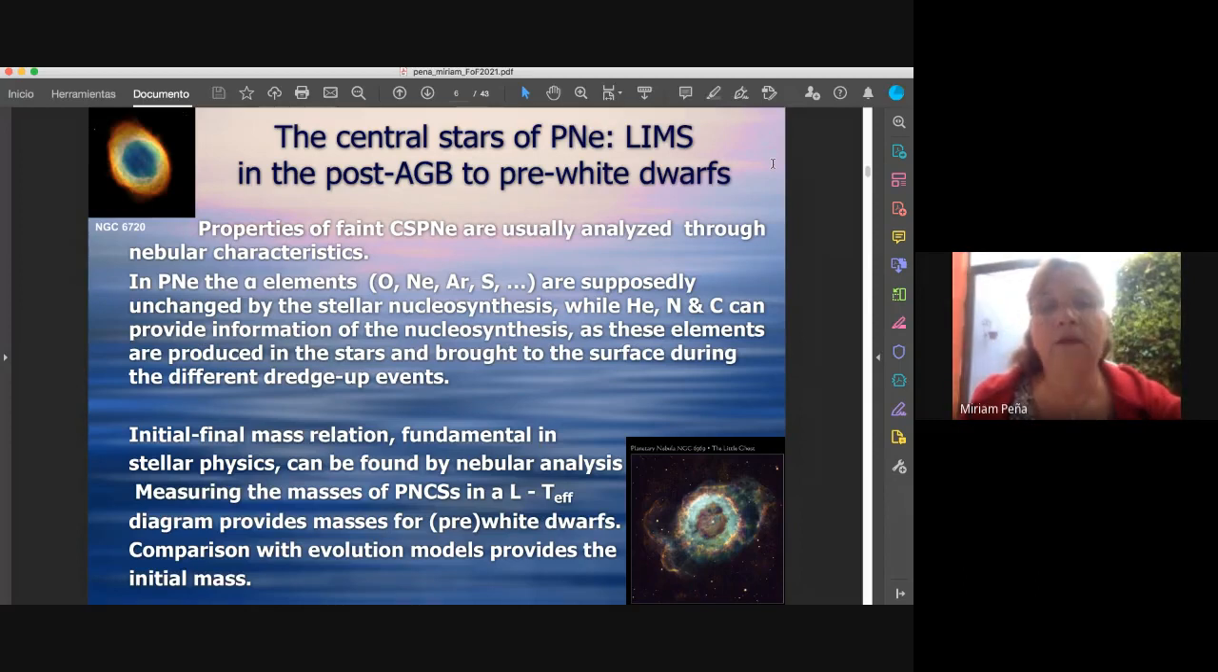In planetary nebulae, the alpha elements like oxygen, neon, argon, and sulfur are supposedly unchanged by the stellar nucleosynthesis, while helium, nitrogen, and carbon can provide information on the nucleosynthesis of these elements, as they are produced in the stars and brought to the surface during the different dredge-up events. The initial final mass relation, which is a fundamental parameter in stellar physics, can be found by nebular analysis, measuring the masses of central stars in a luminosity effective temperature diagram, which provides masses for pre-white dwarfs, and comparison with evolution models provides the initial mass.